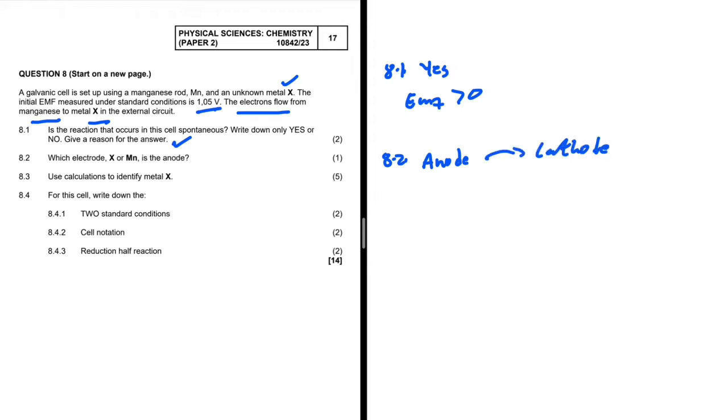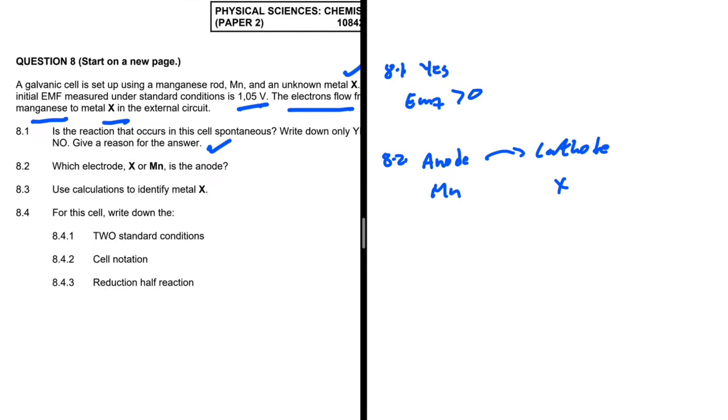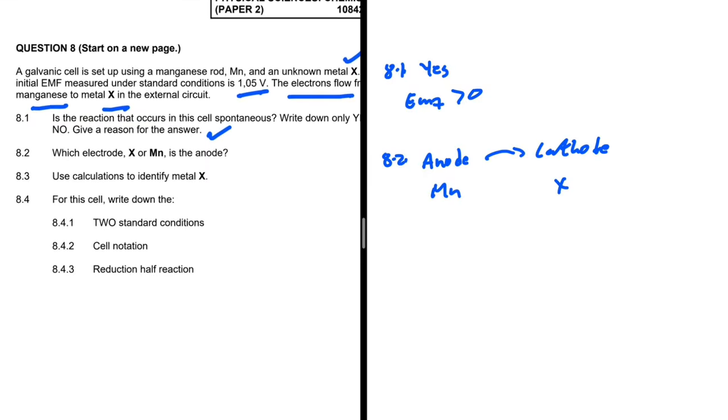So if they flow from Mn to metal X, then Mn should be the anode, and metal X should be the cathode. Clearly, the electrons flow from Mn to metal X in the external circuit. So Mn is the anode and X is the cathode. We are just applying the basics here. That is 8.2. 8.3: use calculations to identify metal X.